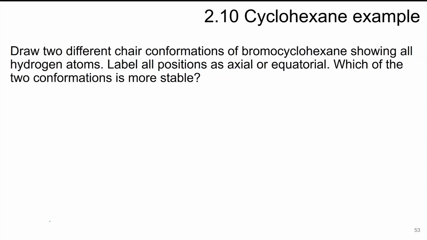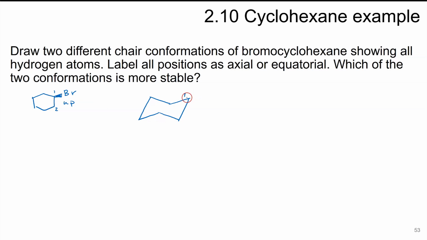So you want to draw two chair conformations of bromocyclohexane showing all hydrogen atoms. Bromocyclohexane looks like this. So we're going to start with our parallel lines. And here it doesn't indicate if bromine is up or down, so we can choose. I'm just going to make this wedged. Wedged means that it is up. And I'm just going to choose this to be carbon 1.